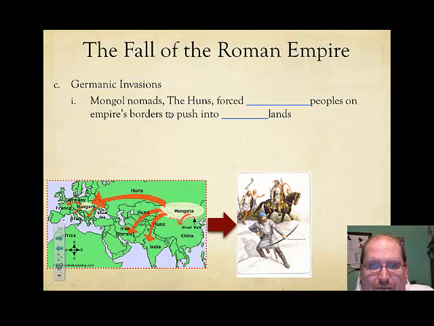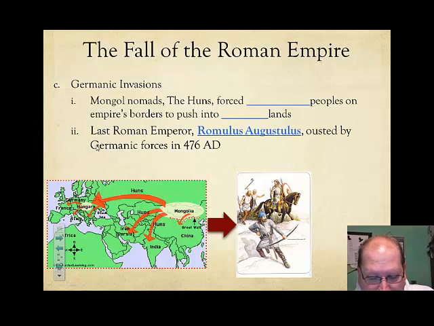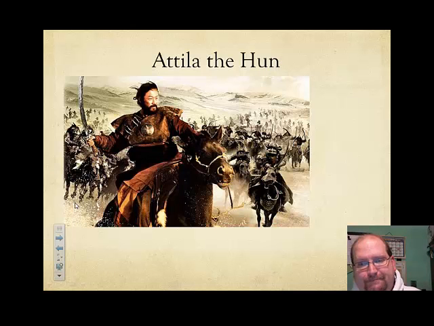Mongol nomads, the Huns, forced Germanic people on the empire's borders to push into Roman lands, as I just mentioned. The last Roman emperor, Romulus Augustulus, was ousted by Germanic forces in 476 AD. They pushed and pushed, and finally they won and were able to take over the power.